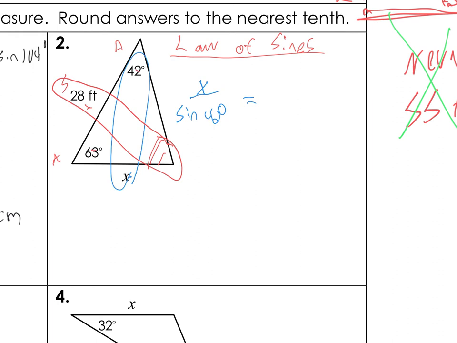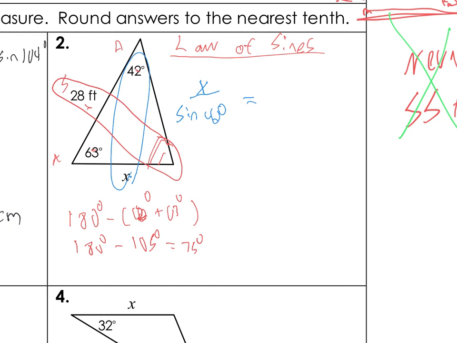Because we know all three angles have to add up to 180. So if I take 180 degrees minus the sum of 42 plus 63, that's 180 degrees minus 105. My eyes are blurry. 42 and 63 is 105. That turns into 75 degrees.